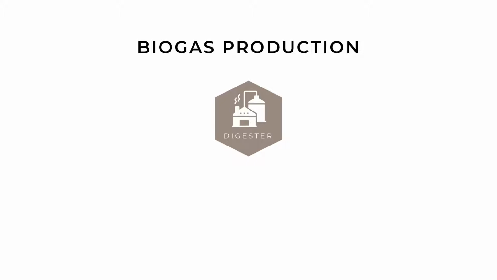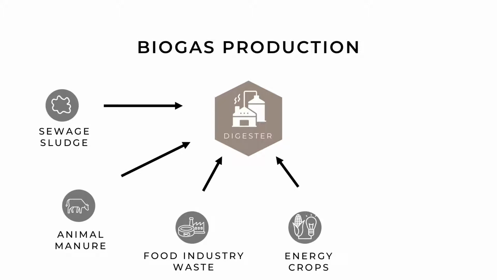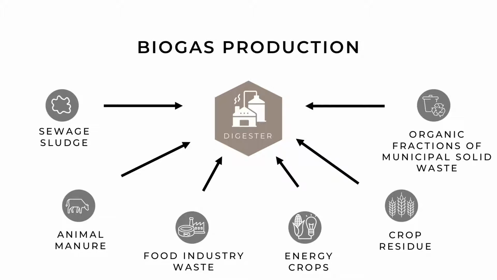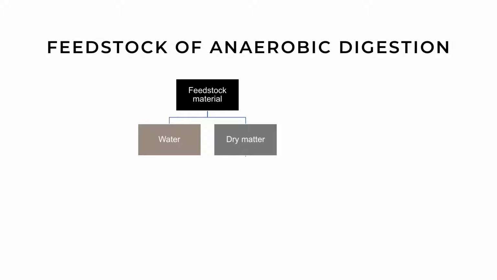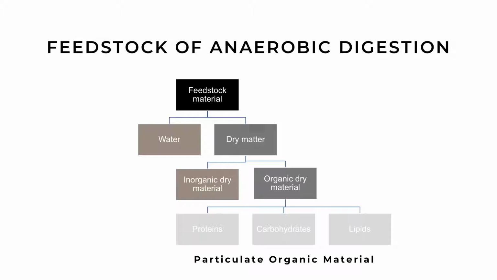A wide range of different biomasses can be used as substrates for biogas production. Anaerobic digestion's feedstocks include sewage sludge, animal manure, food industry waste, energy crops, harvesting residues, and the organic fraction of municipal solid waste. Notice that every organic feedstock comprises dry material and water. Dry material could be inorganic and organic. This last, composed of proteins, carbohydrates, and lipids, is of interest for anaerobic digestion.